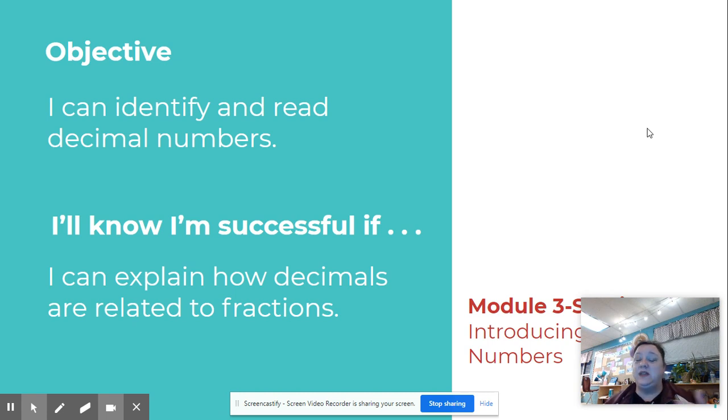So like 52 cents is a decimal amount. Just like 52 hundredths of a dollar is how much you have in money if you think of it as a fraction, because it takes 100 cents to make a dollar.